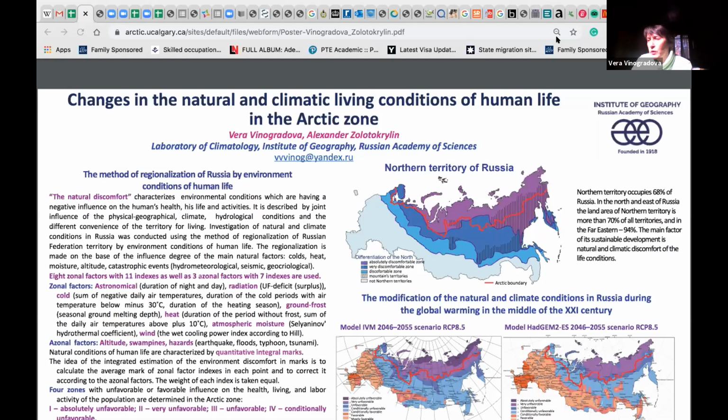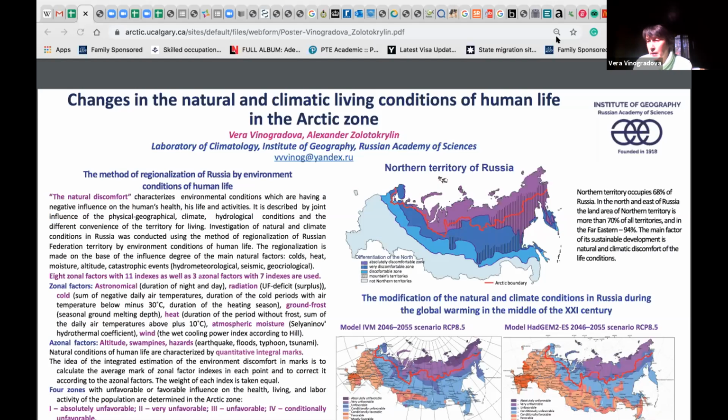The left side of the poster displays the change of the boundary of the zone of discomfort in the 20th and beginning of the 21st century. For the Arctic regions, the territories with absolutely unfavorable conditions are significantly reduced, mainly due to the enlargement of very unfavorable areas. The southern boundary of unfavorable areas shifted to the north at the beginning of the 21st century.